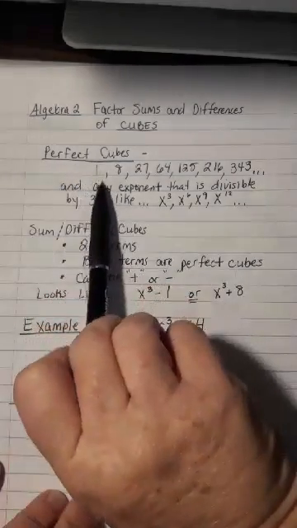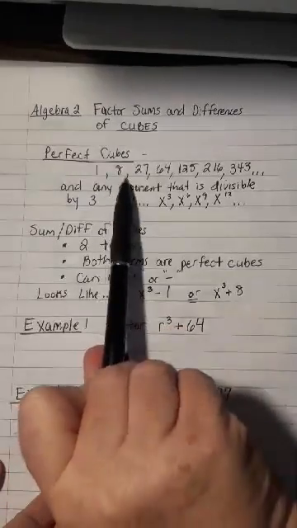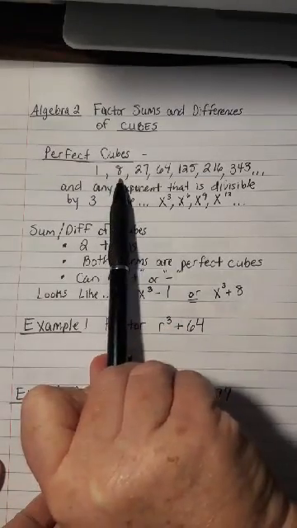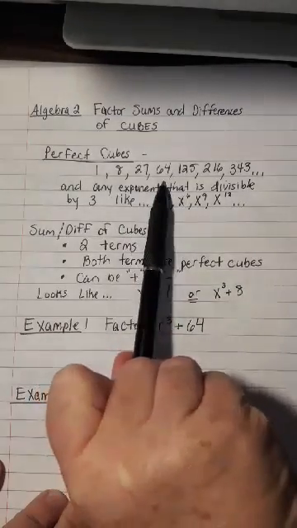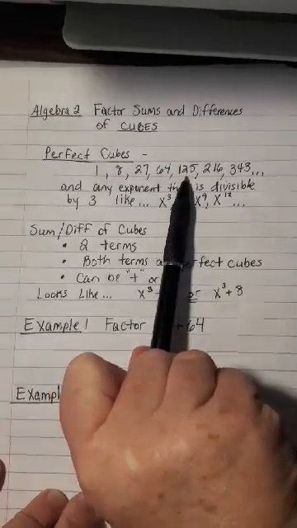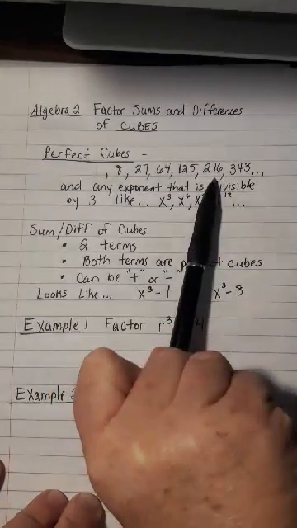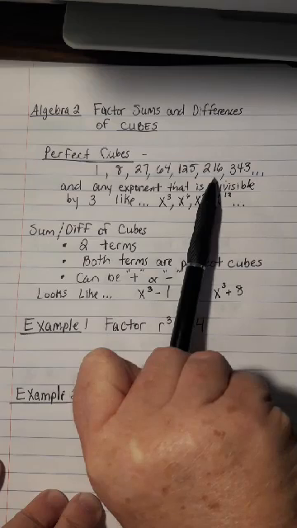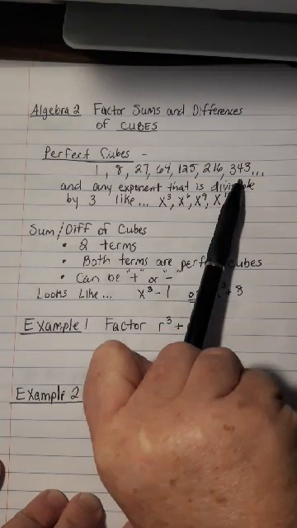So like 1 times 1 times 1 is 1. 1 is our first perfect cube. 2 times 2 times 2 is 8. 3 times 3 times 3 is 27. 4 times 4 times 4 is 64. 5 times 5 times 5 is 125. 6 times 6 times 6 is 216. And 7 times 7 times 7 is 343.